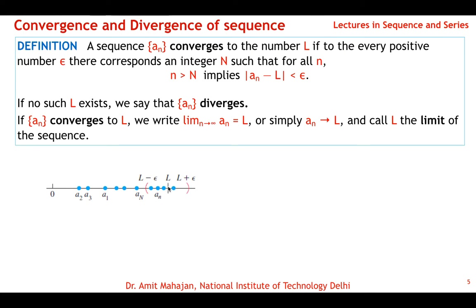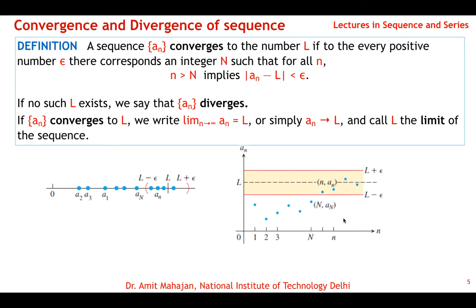Okay, so if L is the number, then within epsilon distance means L minus epsilon to L plus epsilon. All the elements after this element lie within this range. Then we say that this limit exists, or the sequence is convergent. We can also talk about this in the 2D plane, where it doesn't matter how it starts.